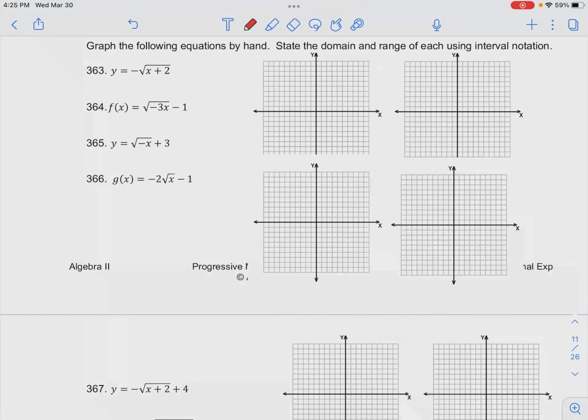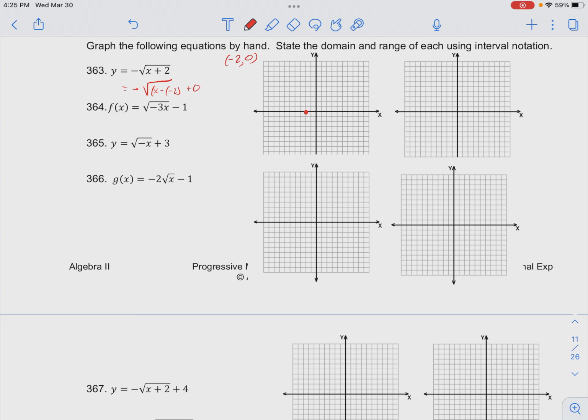Number 363 in your classwork for graphing square roots, we want to graph the following equation by hand. So if we rewrite our equation in vertex form, we'll have negative radical x minus negative 2 and then plus 0 on the outside. So our vertex occurs at negative 2 comma 0. So we can plot this point on the graph.